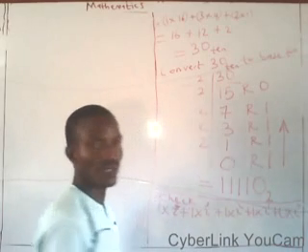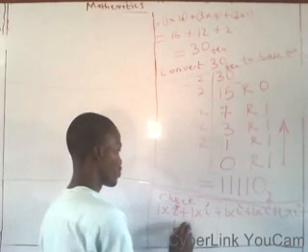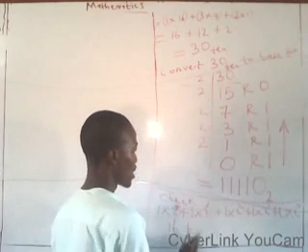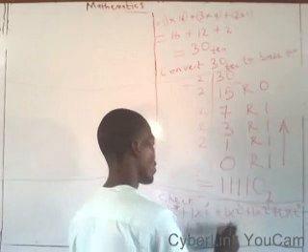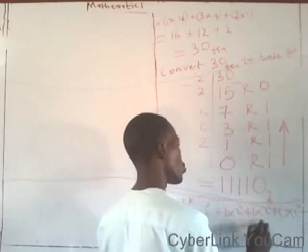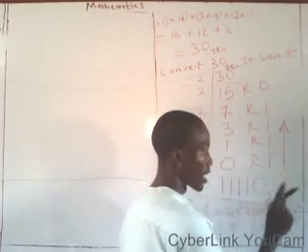2 raised to the power 4 is what? That is 2 times 2, that is 4. 4 times 4, that is what? This is 16. Plus 2 raised to the power 3, that is 8. Plus 2 raised to the power 2, that is what? 4. Plus 2 raised to the power 1, that is 2. Plus what? 0. Because 2 raised to the power 0 is 1.